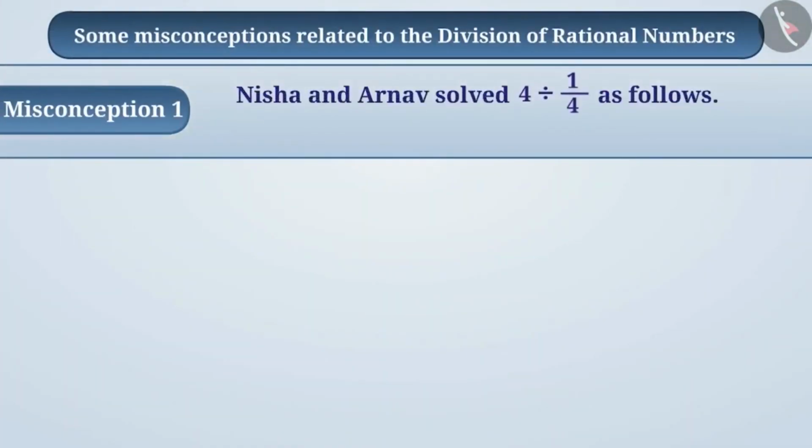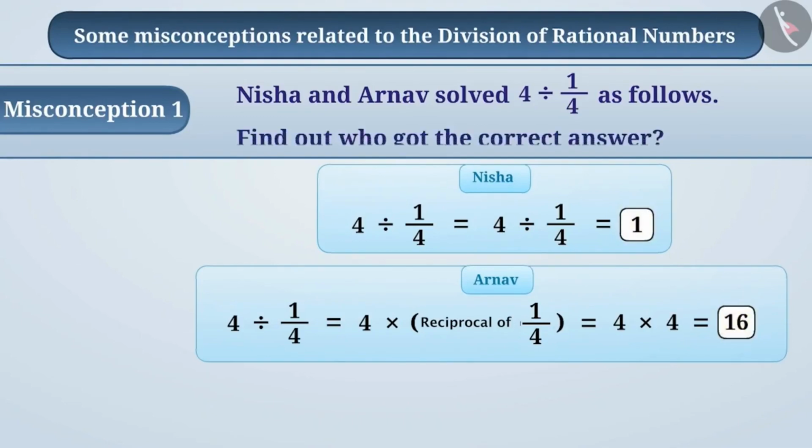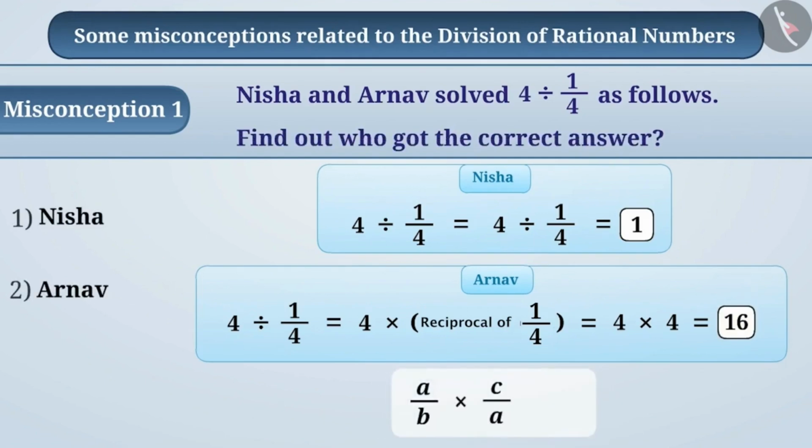Misconception 1. Nisha and Arnav solved 4 divided by 1 by 4 in the following way. Nisha got the result 1 and Arnav got the result 16. Find out who got it correct. While learning the multiplication of rational numbers, children cancel the numbers written in the numerators and denominators. They follow the same process while performing division too. Due to this, they often get the wrong answer.